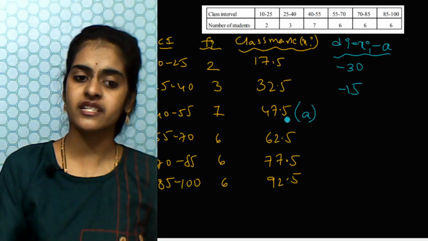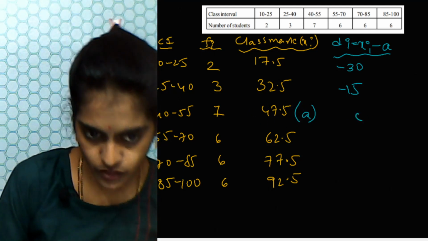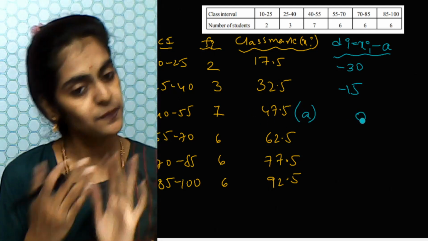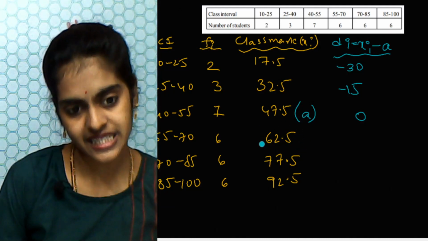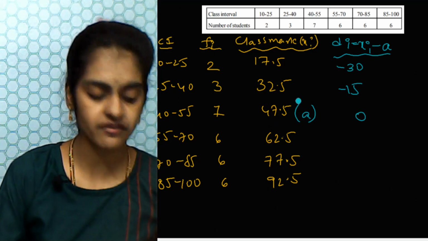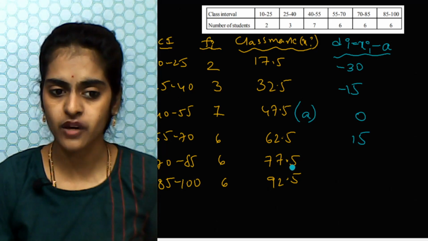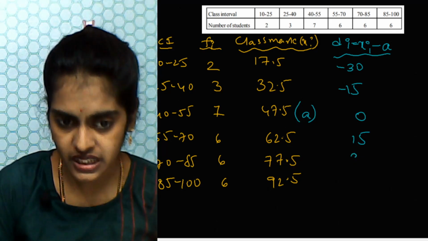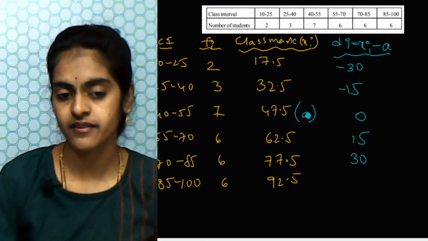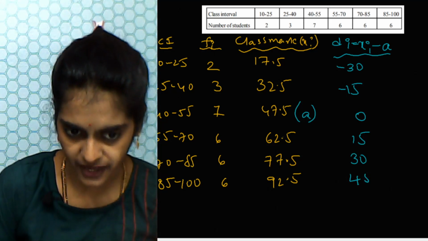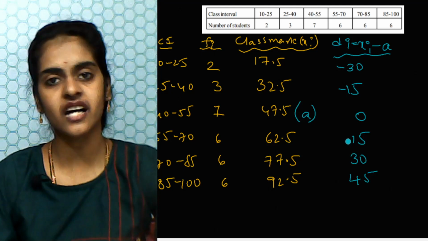Now here you see 47.5 is the class mark, and assumed mean is also 47.5 in this case. So you'll get 0. 47.5 minus 47.5 gives you 0. Now class mark is 62.5. So 62.5 minus 47.5 gives you 15. Now here 77.5 minus 47.5 gives you 30. 92.5 minus 47.5 gives you 45. So these are the deviations from the assumed mean.